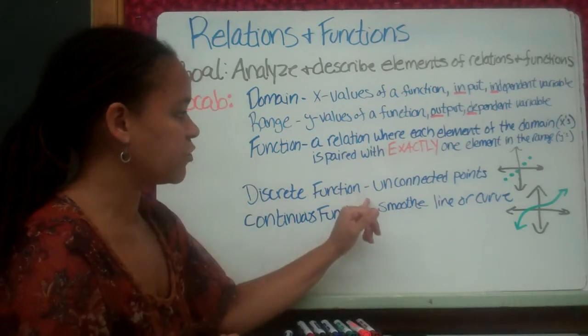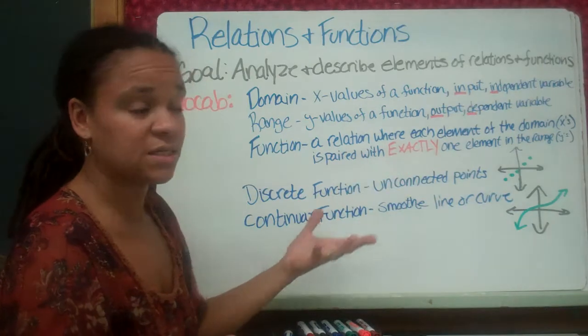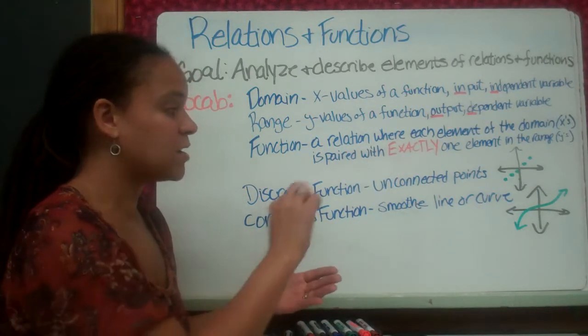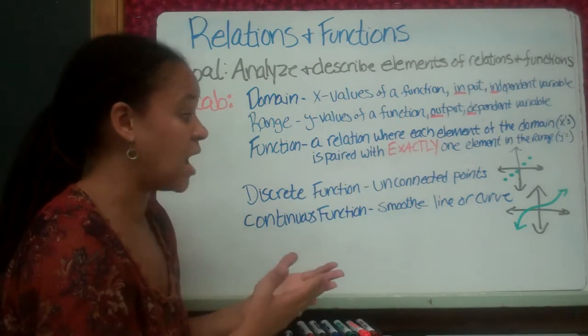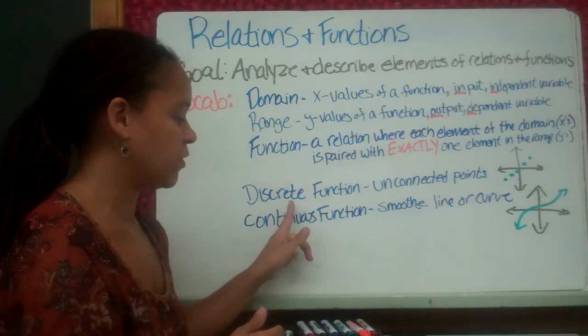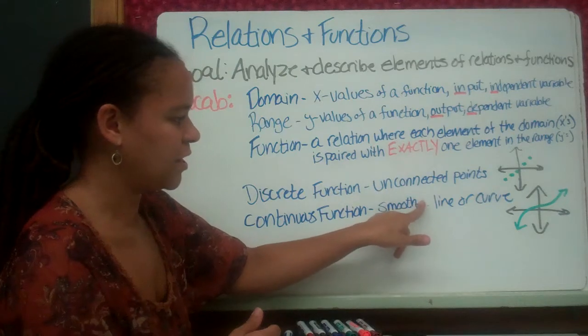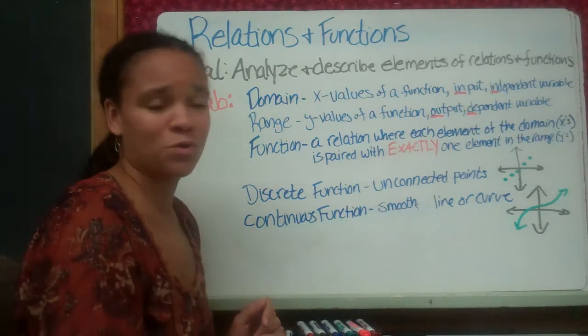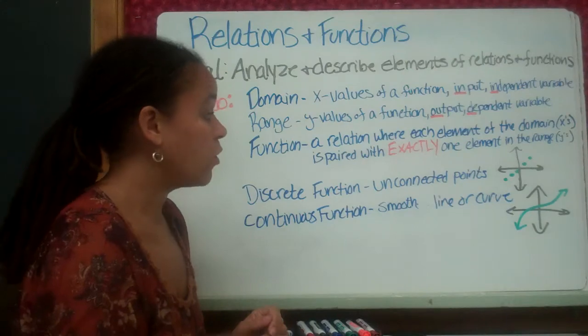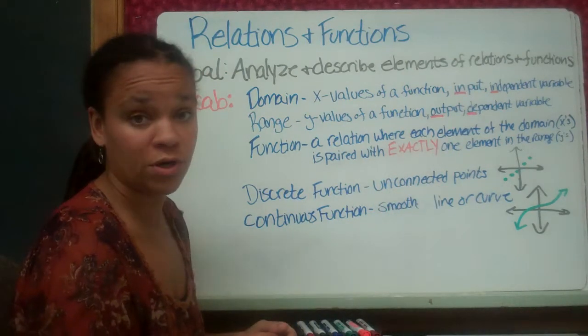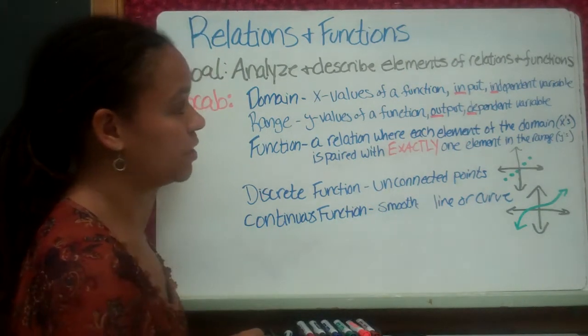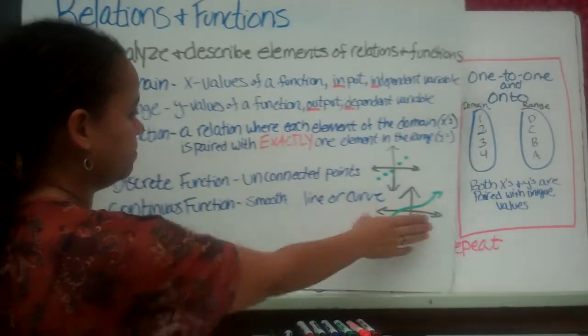And a discrete function is here. This is one you would consider dots. So they're not connected by a line, they're just dots. They're still a function, but it's discrete. A continuous function is a smooth line or curve. So it could be a curve like this or a straight line that would be continuous, something you wouldn't need to pick your pencil up to draw.